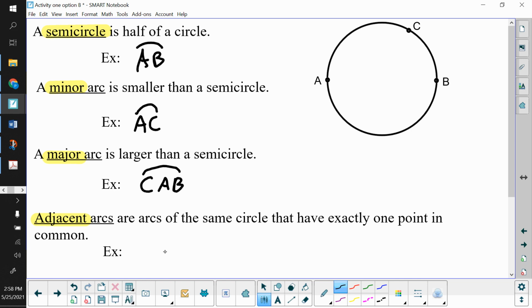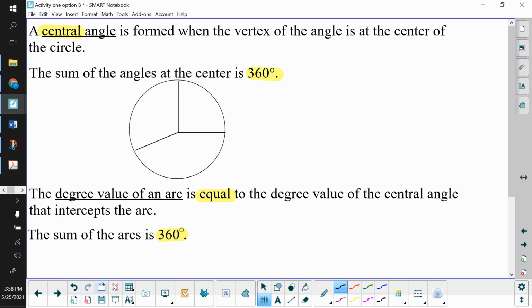And adjacent arcs are just any 2 arcs that are right next to each other, and they would share an endpoint. So for example, arc AC and arc BC. They both share point C. So our central angle, it's formed when our vertex, so the point of the angle, is at the center of the circle. So all 3 of these angles here are considered central angles.